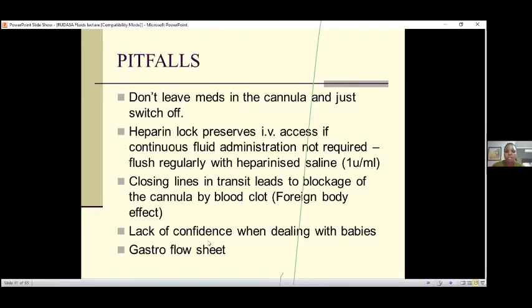And then lack of confidence in dealing with babies is a pitfall, because I know and I've seen in most casualties that when the doctors see a baby, they get quite uncomfortable, even without looking at the baby to see what's wrong with the baby.